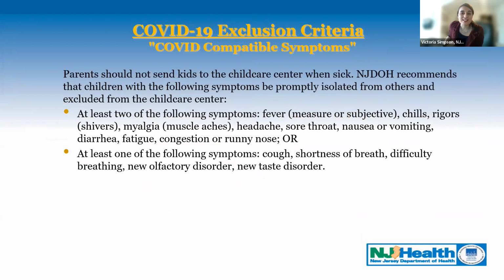Okay, so when determining if an individual should isolate, it's first important to understand COVID-19 exclusion criteria. When I say COVID-19 exclusion criteria, I'm referring to the symptoms that are on this slide. It's basically a list of COVID-19 compatible symptoms that let us know when an individual should be excluded from the childcare center. So first and foremost, parents should not send kids to the childcare center when they are sick. New Jersey Department of Health recommends that children or staff with these symptoms be promptly isolated from others and excluded from the childcare center. It's a good idea to always have this exclusion criteria close by to determine if the child or staff member should be present at the center.